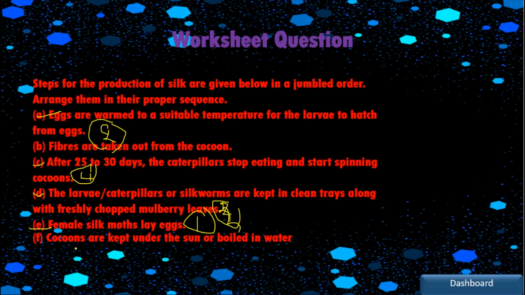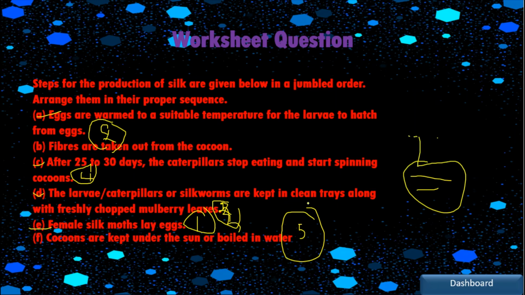So after this, cocoons are kept under the sun or boiled in water. So this is the fifth step, right? So after this they are heated. The main point here is heating, right? So these cocoons are heated, and here the fibers, meaning the silk, are separated from the cocoon. So this is the sixth step. So this is solved.